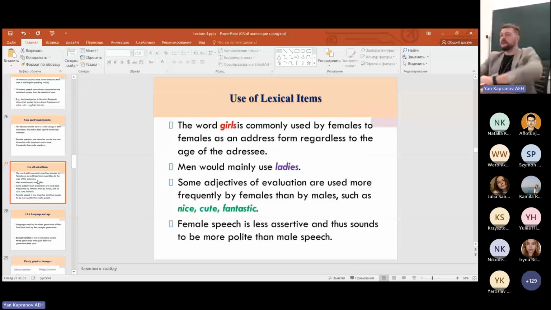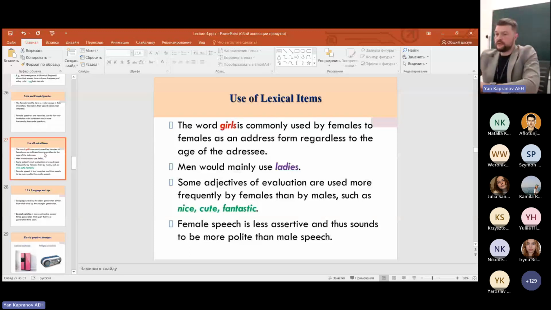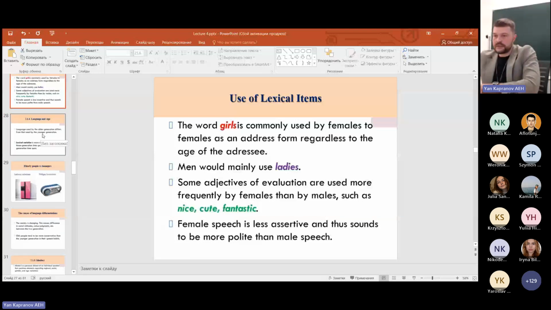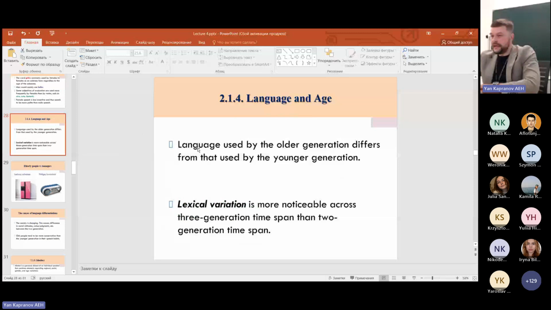Then use of lexical items. The word girls, for example, is commonly used by females to females as an address, regardless of the age of the addressee. Men would mainly use ladies. So again, specifics. This is also something that corresponds to the society. Okay, language and age.